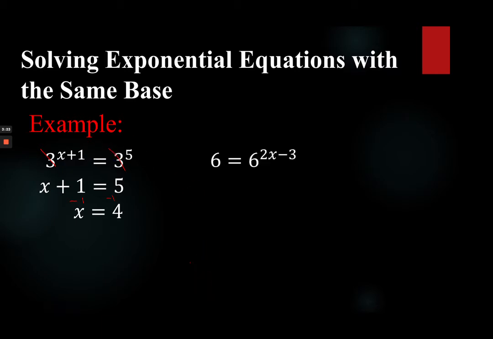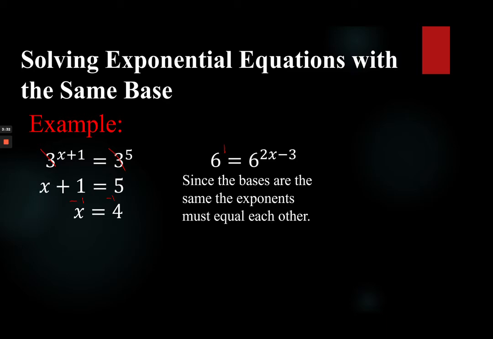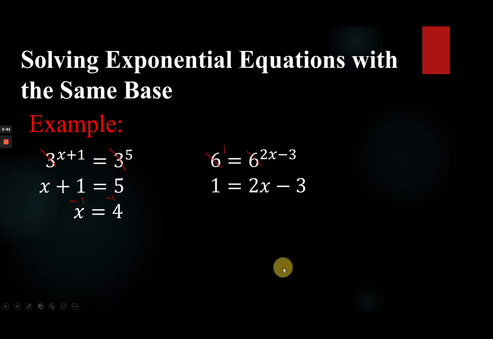So what if there's no exponent? There should be a 1 here. To explain, since the bases are the same, the exponents must equal each other. Cancel out the same base, and so you can write the equation of the exponents: 1 is equal to 2x minus 3. How do you proceed? Well, you can just add 3 to both sides. So you have plus 3, plus 3, and so you got 4. Divide both sides by 2, so you have 2. x is equal to 2.